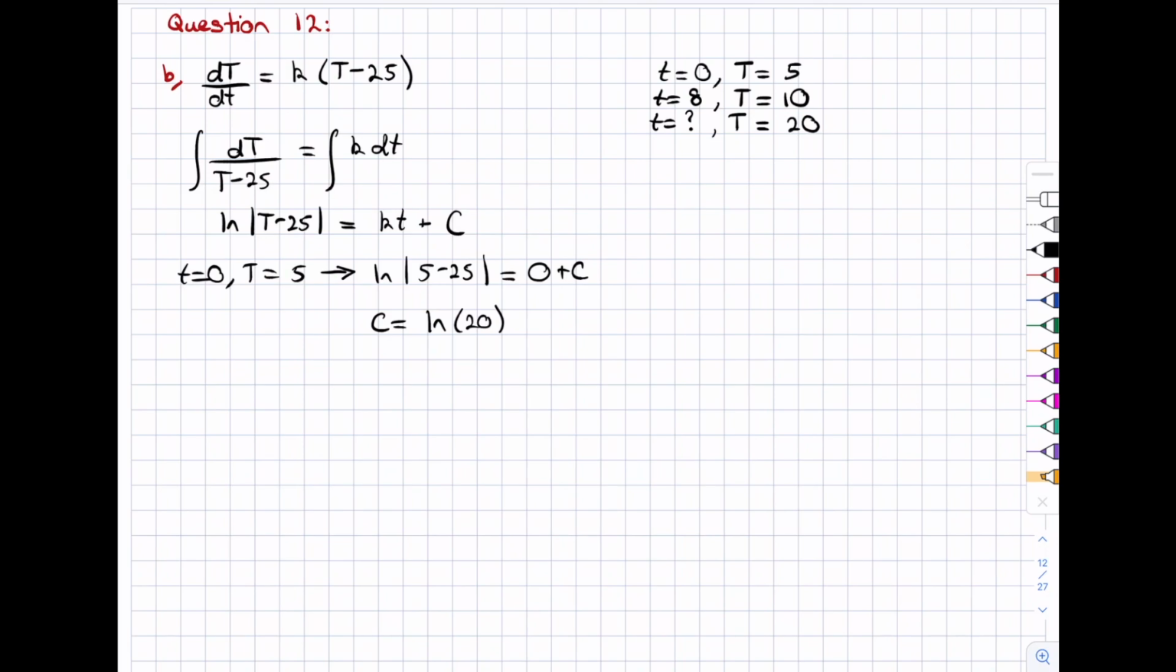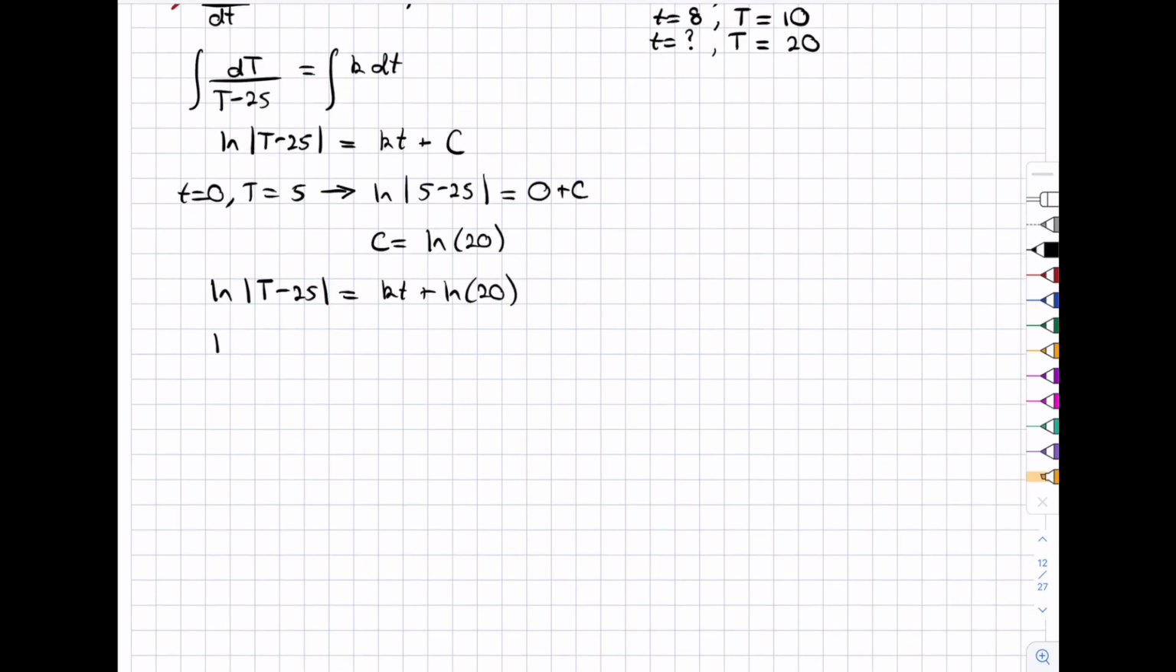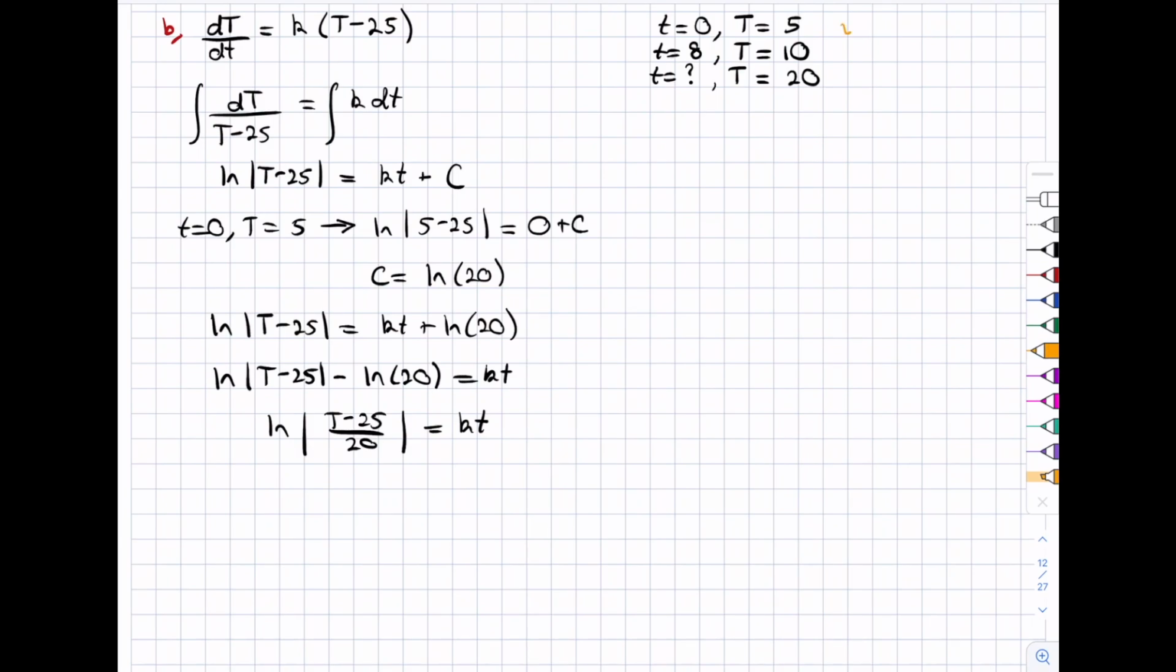Okay, I'm going to substitute that into my equation now. Log of |T minus 25| equals kt plus log of 20. I'll bring it over to the other side: log of |T minus 25| minus log 20, and then I can see that I can use some log laws to combine those two logs into one, and we get the following. Great, now I only need to work out what k is, and I can tick this off, I've used it. Now I need to use this bit of information.